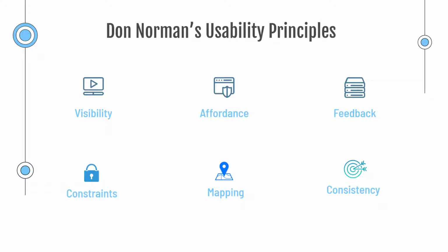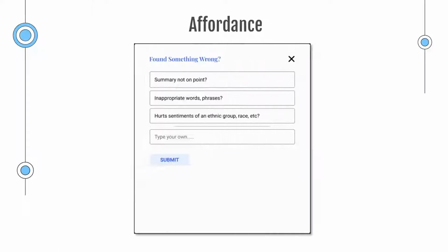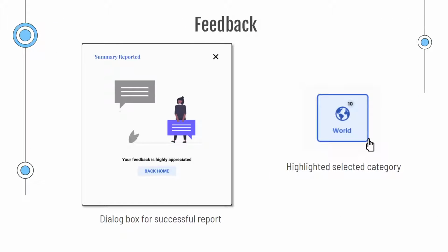We evaluated our user interface using Norman's usability principles: visibility, affordance, feedback, constraints, mapping, and consistency. In terms of visibility, we can see the white background and the black text make it very easy to see the text due to its contrasting color. The buttons afford to be pressed. The mouse pointer, when hovered over the category, lights up and the mouse pointer changes its shape to indicate the feedback, and the dialog box for successful report completion is also shown.